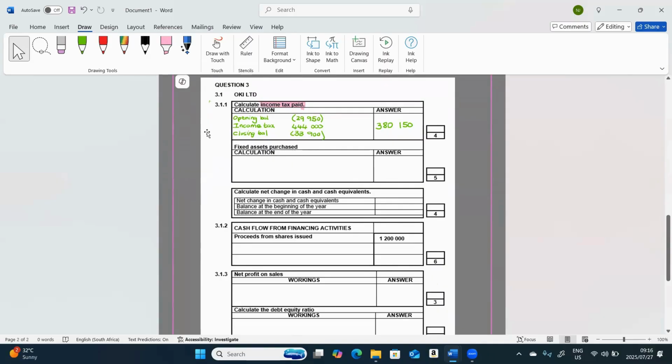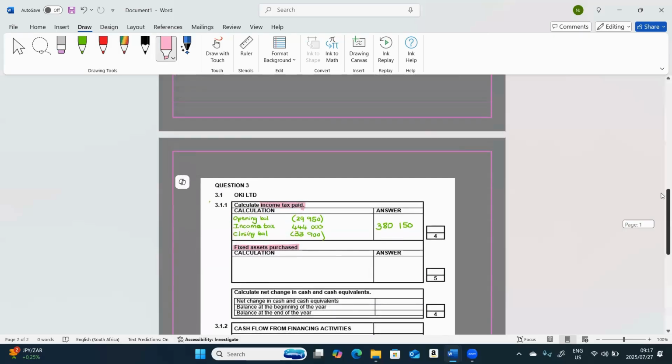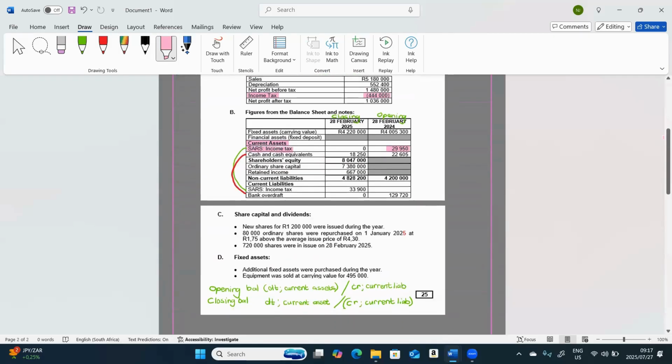Let's move on to fixed assets purchased. Now they want the fixed assets that were purchased. So once again, guys, this is also going to be a format that you need to study. So you need your opening balance of your fixed assets, right? So let's go up and highlight what we had used. We already used the SARS income tax of 33,900 Rand as well.